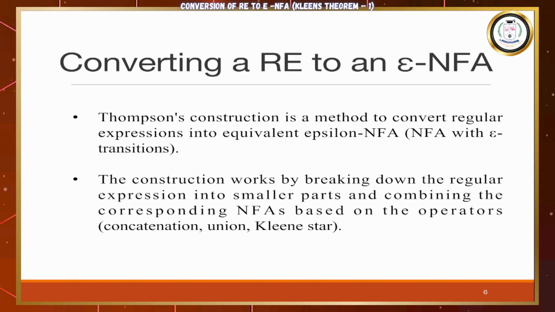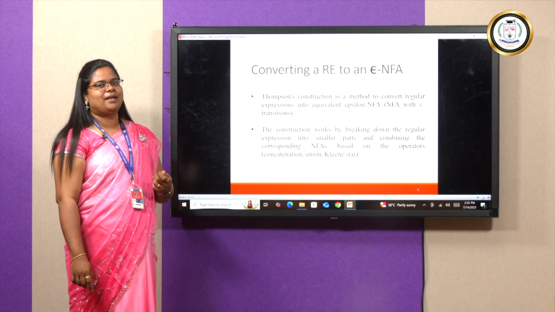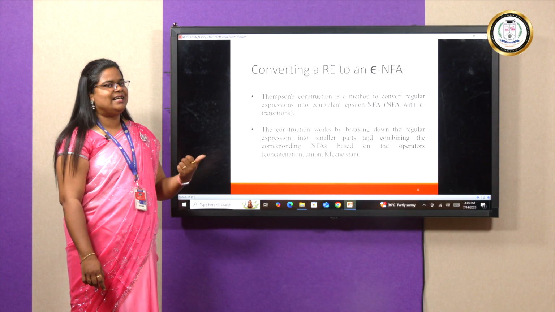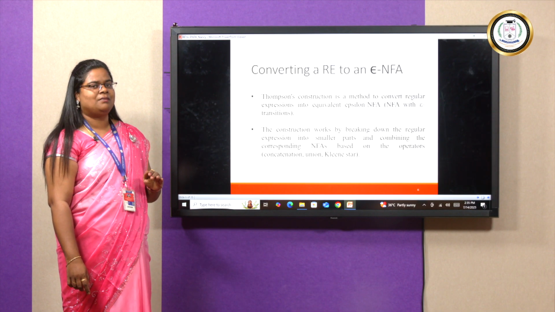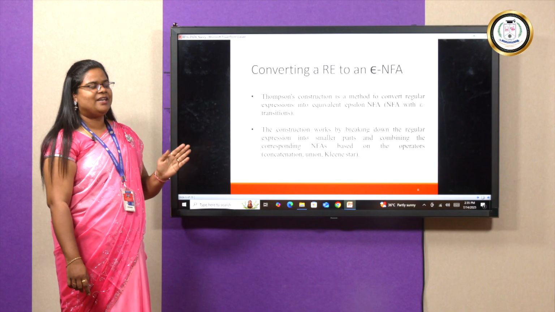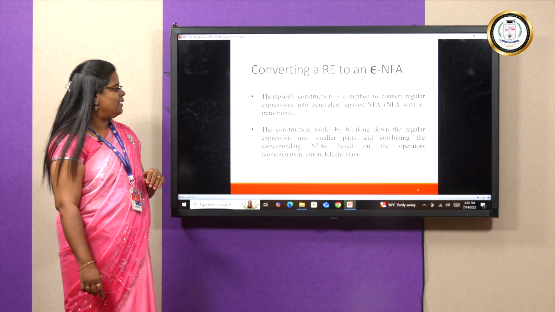For the conversion of an RE to epsilon NFA, we can use the method called Thompson Construction Method. This is one of the simplest methods. We studied some basics and inductions now. Using those, we are converting it in the form of some diagrams, and using that, we can convert the RE to epsilon NFA.